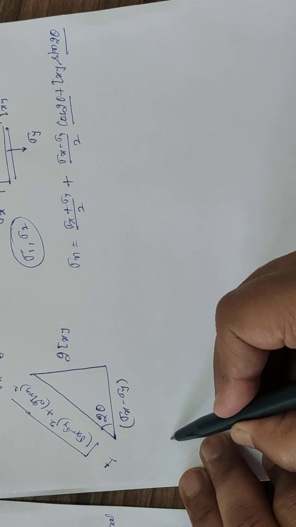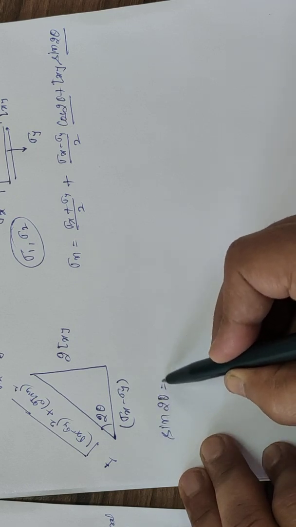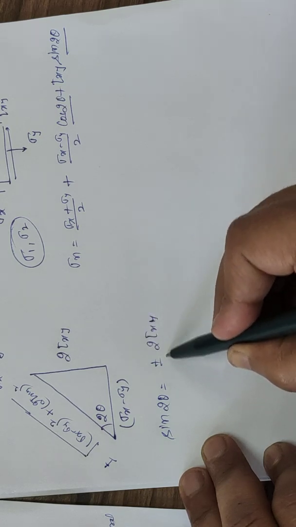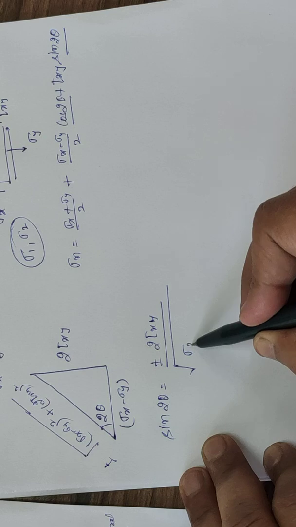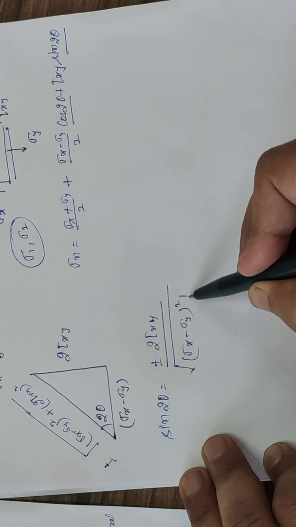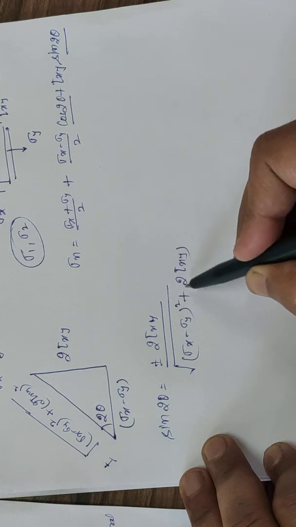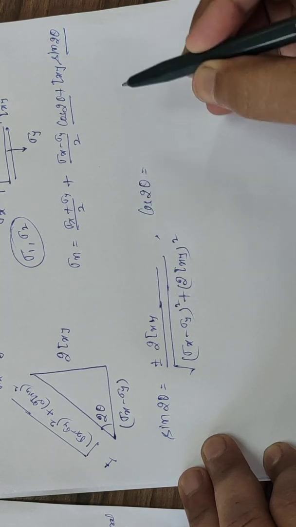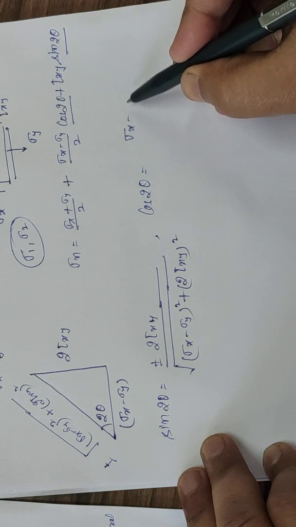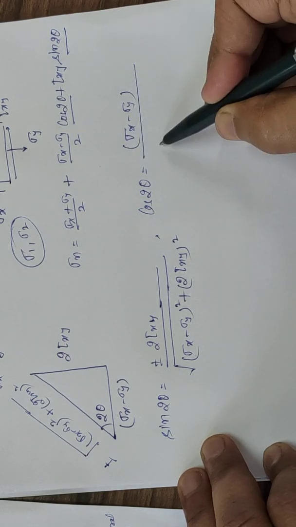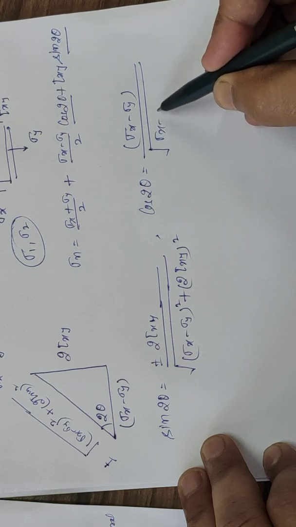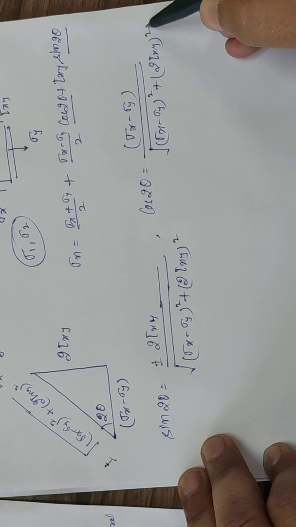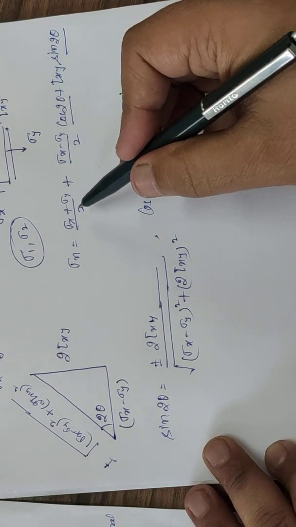Okay. So, sin 2 theta is plus minus 2 tau xy divided by under root of (sigma x minus sigma y) whole square plus (2 tau xy) whole square. And cos 2 theta is (sigma x minus sigma y) divided by under root of (sigma x minus sigma y) whole square plus (2 tau xy) whole square. Now, we are going to put these two values here.